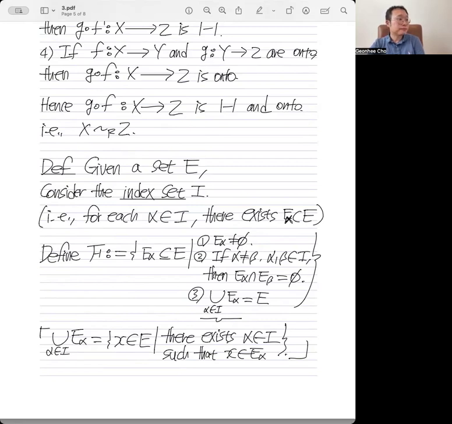A partition divides one set into several pieces, but we cannot divide it arbitrarily. For a division to be a partition, we require these three conditions. First, each piece must be non-empty. Second, different pieces must not overlap. Third, when all pieces are put together, they must recover the whole original set. So a partition is a way of dividing a set without missing anything and without overlapping pieces.